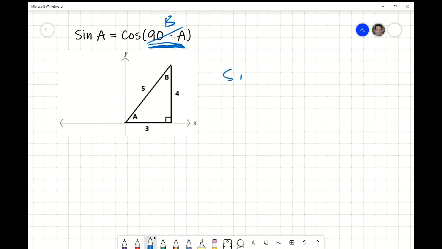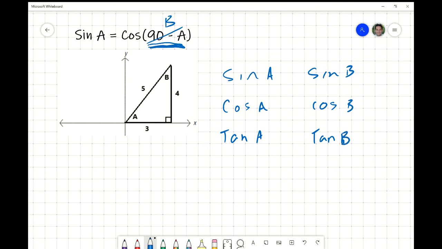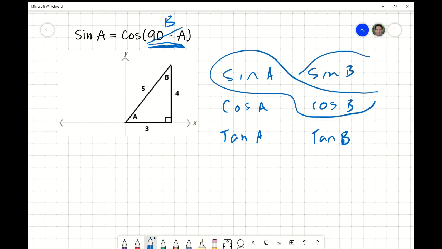So sine of A, cosine of A, tan of A. Let's do sine of B, cosine of B, and tan of B. And so what we can predict here is that these two ratios right here and these two ratios right here are going to be the same. So let's do that in red.